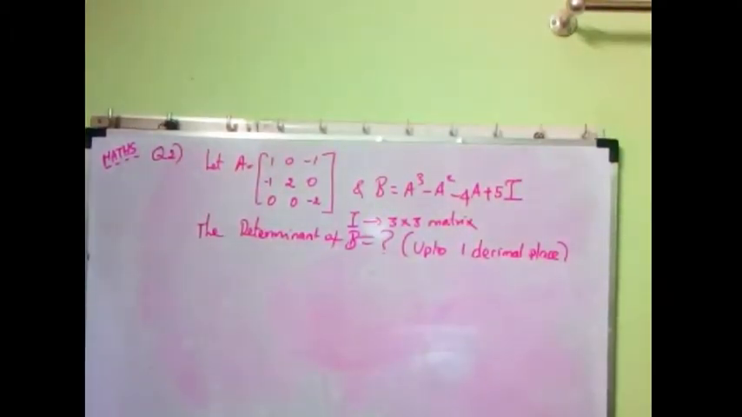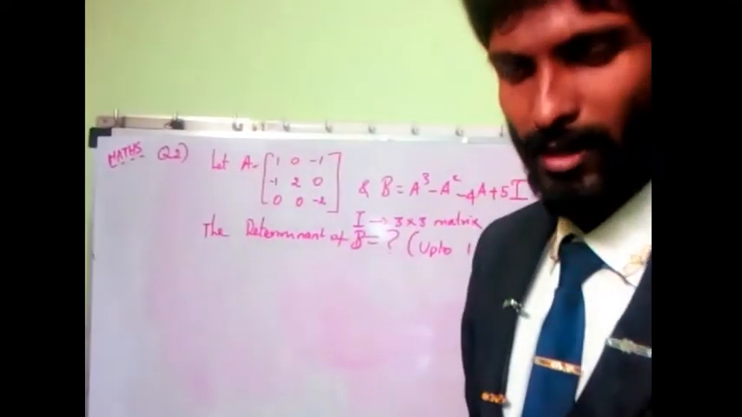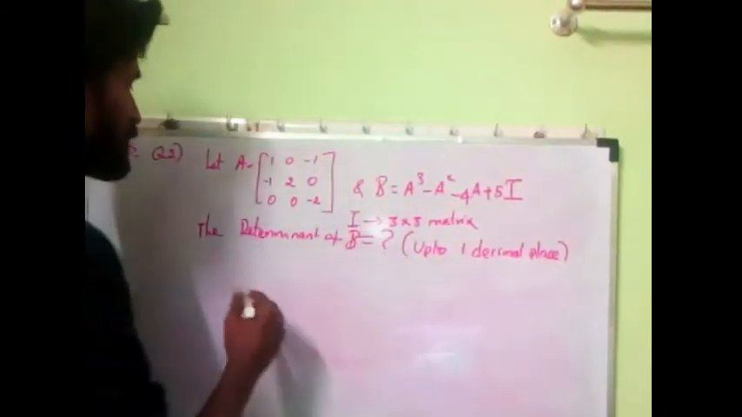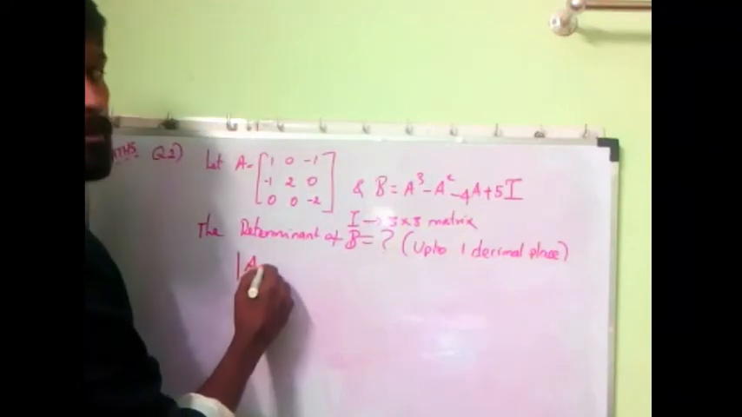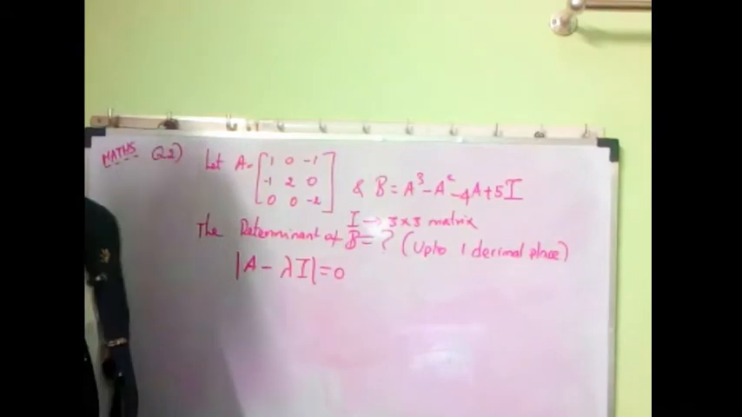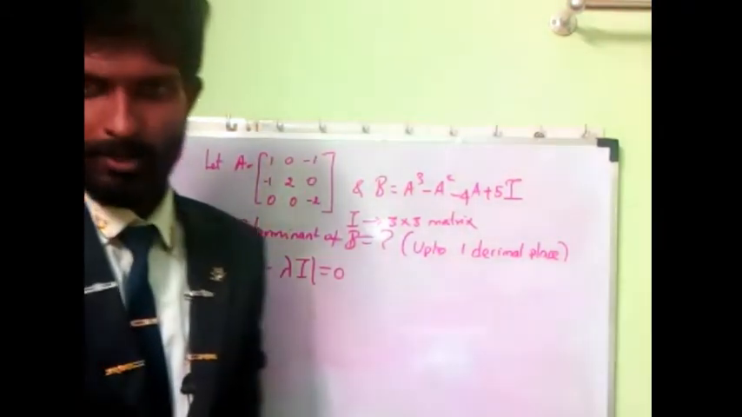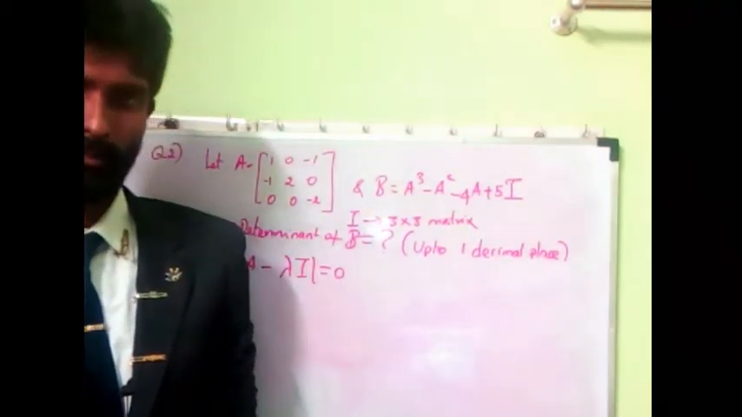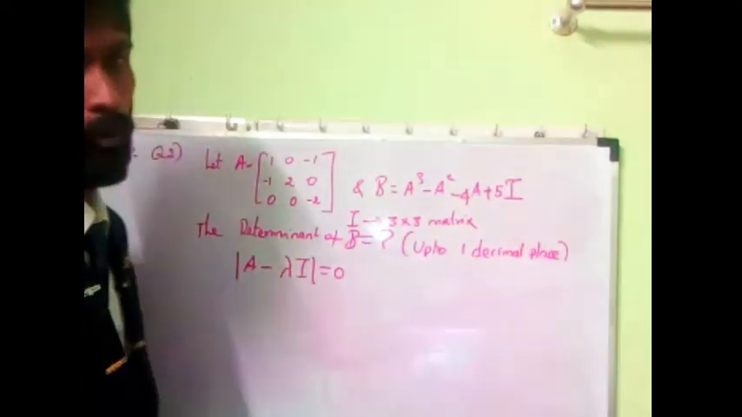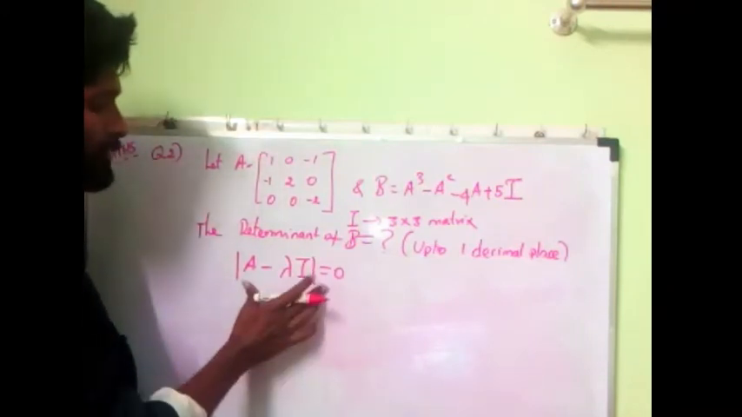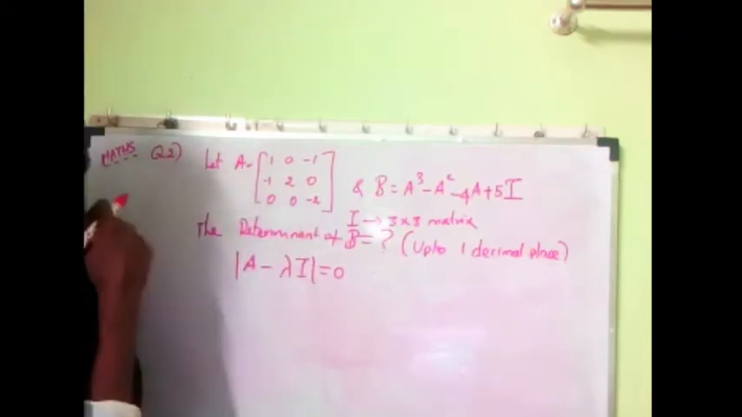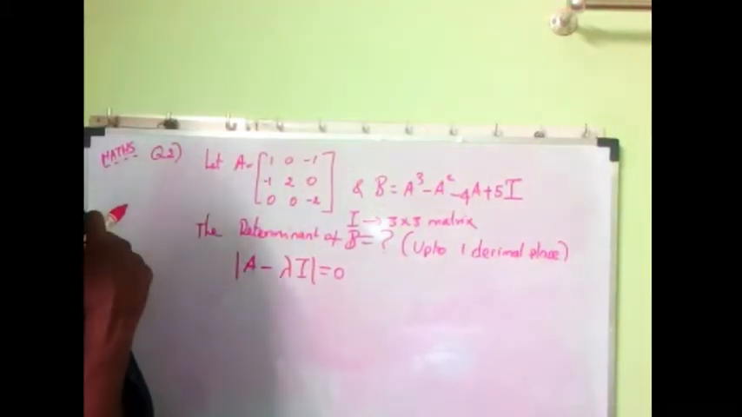Now I will write the form of the characteristic equation. Please understand this one. The characteristic equation is the determinant of A minus lambda I, which is equal to 0. Determinant of A minus lambda I equal to 0 is said to be the characteristic equation. What you do is take the A matrix and subtract lambda, so the diagonal elements should have lambda subtracted.